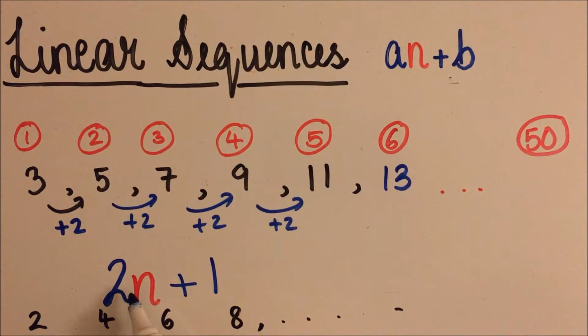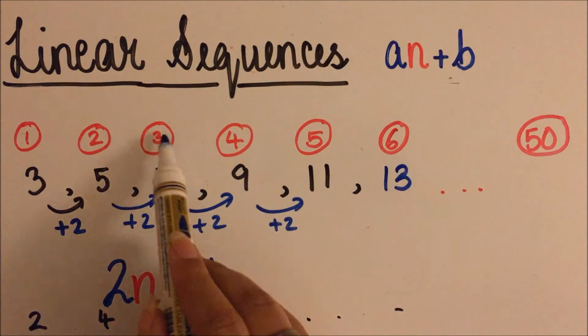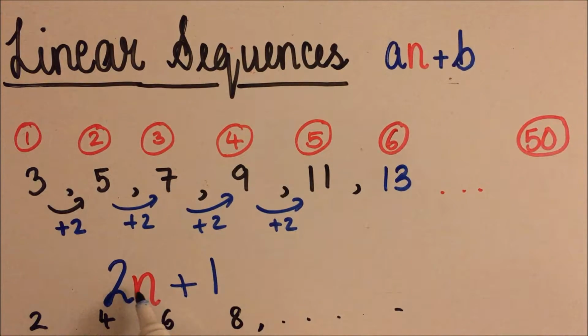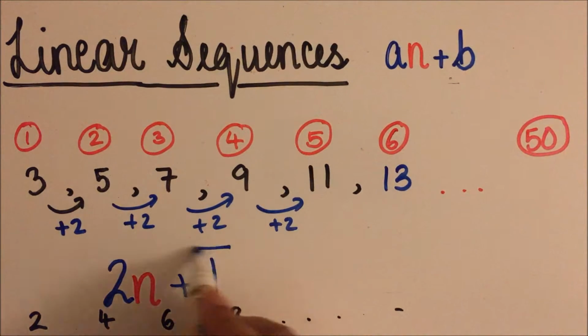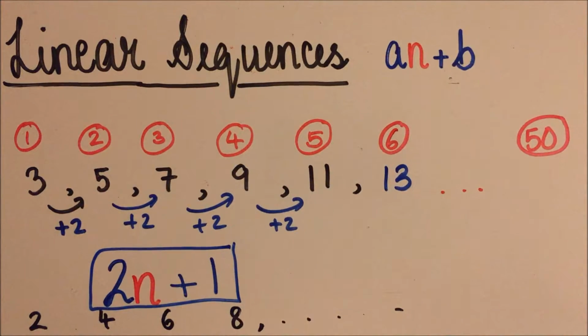Because if we put n equals 2, 2 times 2 is 4, and you add 1 to get to 5. Okay? Let's try 3. So n equals 3. 3 times 2 is 6. And you've written down 6 here, but you add 1 and you get to 7. And it works for every single one of them.